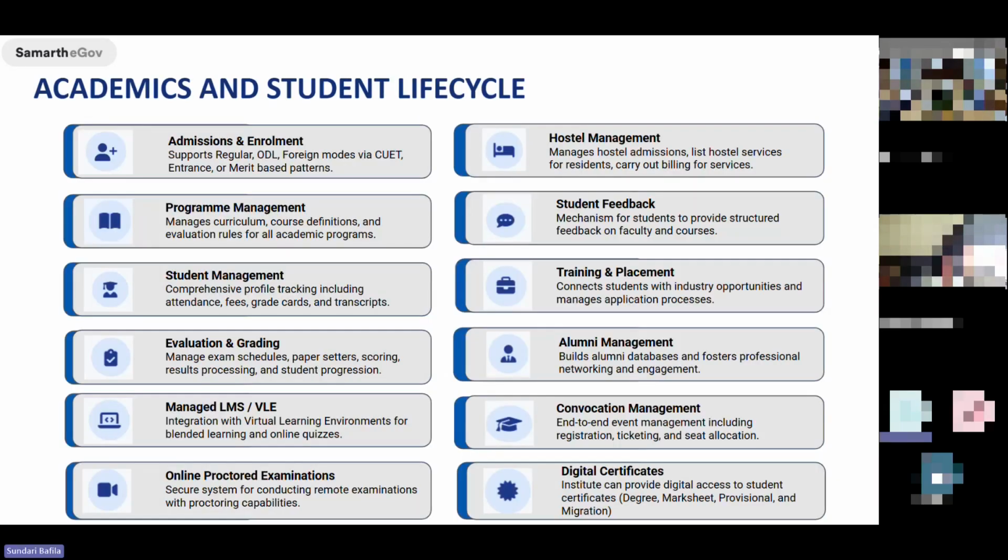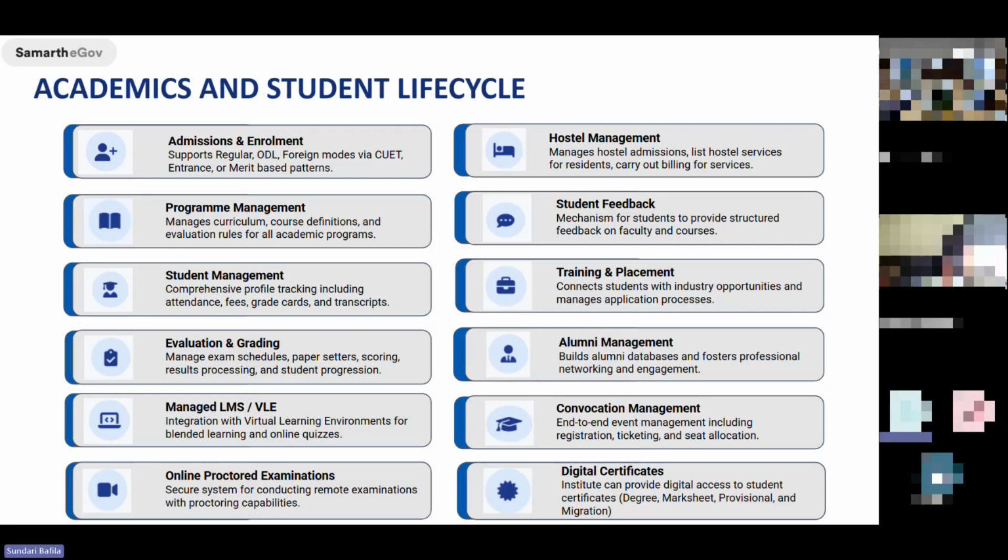Now coming to the very major part of Samarth, the academics and student life cycle domain. Samarth provides 12 main modules under it to support the complete journey of a student. The first module is the admission and enrollment module. It supports all types of admission like CUET, non-CUET, entrance-based, FSR, which is foreign services, and regular admission. The full admission process can be managed here.